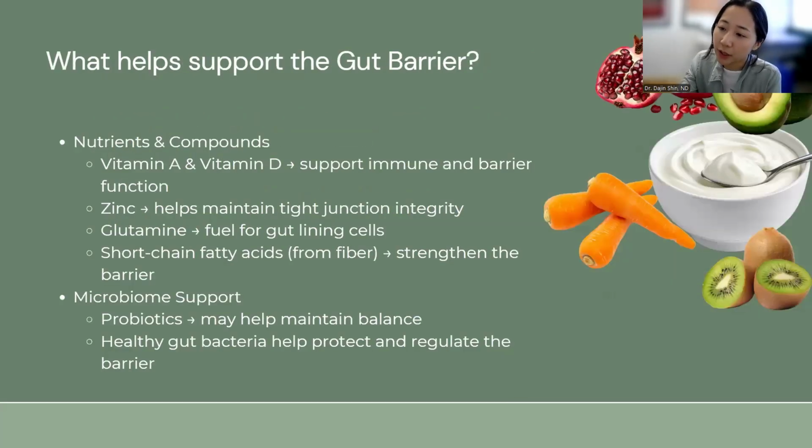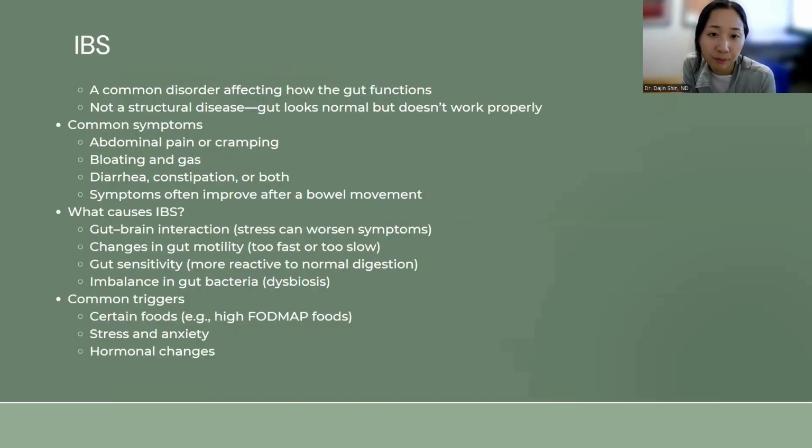And how can we support the gut barrier? Supporting the gut barrier involves both nutrients and microbiome support. Nutrients like vitamin A and D help regulate immune and barrier function. Zinc supports the integrity of tight junctions, and glutamine serves as fuel for gut lining cells. Short-chain fatty acids, which come from fiber, are also very important for strengthening the barrier. On top of that, maintaining a healthy microbiome with probiotics can help protect and regulate the gut lining.